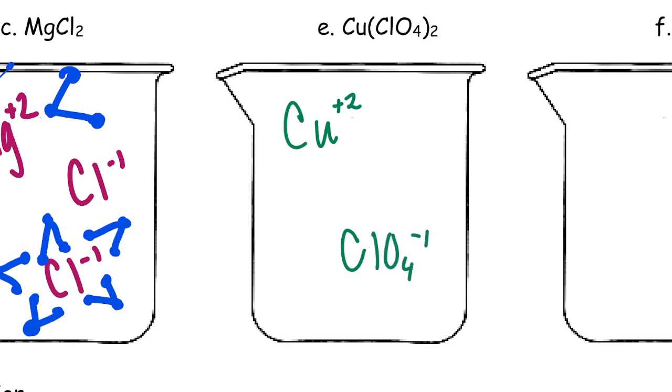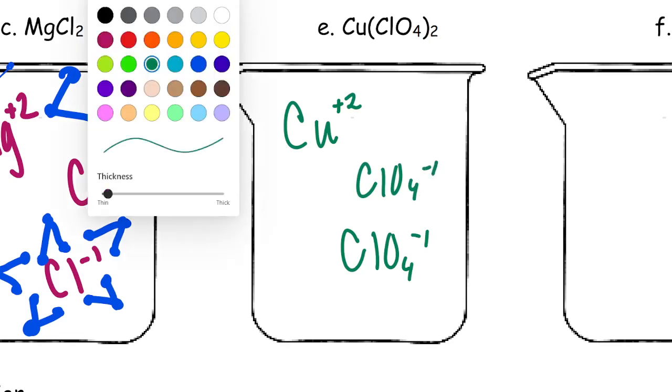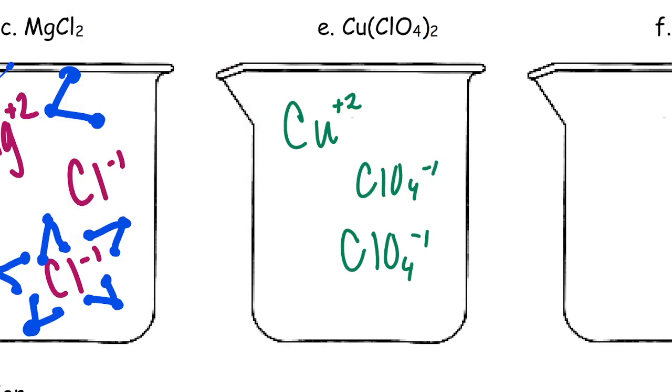ClO4 minus 1. And again, because of the 2, that would tell me I have 2 of them. So if you really wanted to be accurate, you could draw both ClO4 minus 1. And then I'm going back to drawing my water. So it would be the same kind of orientation as it was in the previous example, where if I have a negatively charged ion, my water would have the hydrogen end facing that ion.